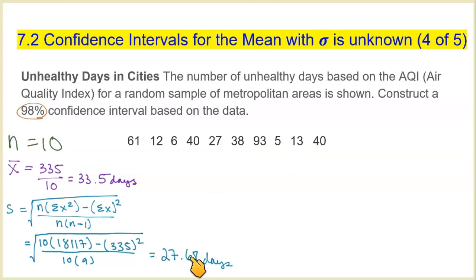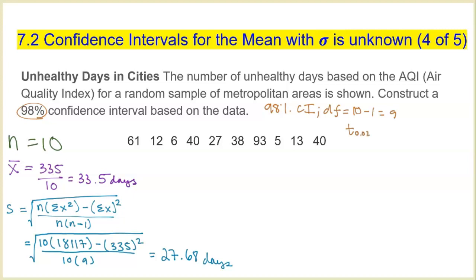So this is like the typical spread from each value compared to the mean. And now that we've found those two values, we can find our critical value based on the fact that we want to construct a confidence interval. So still we need degrees of freedom: 10 minus 1, which is 9.